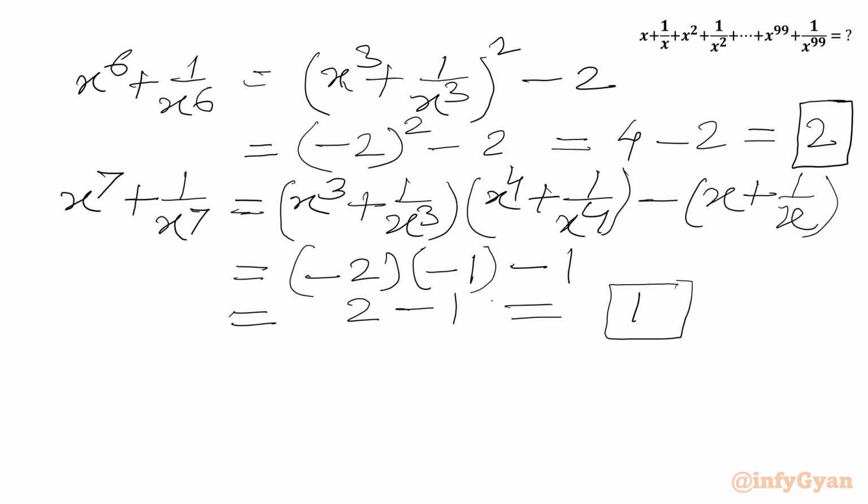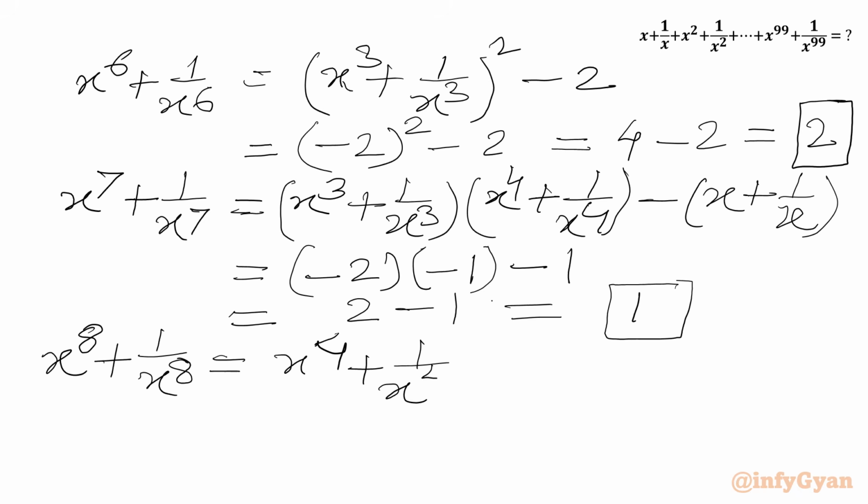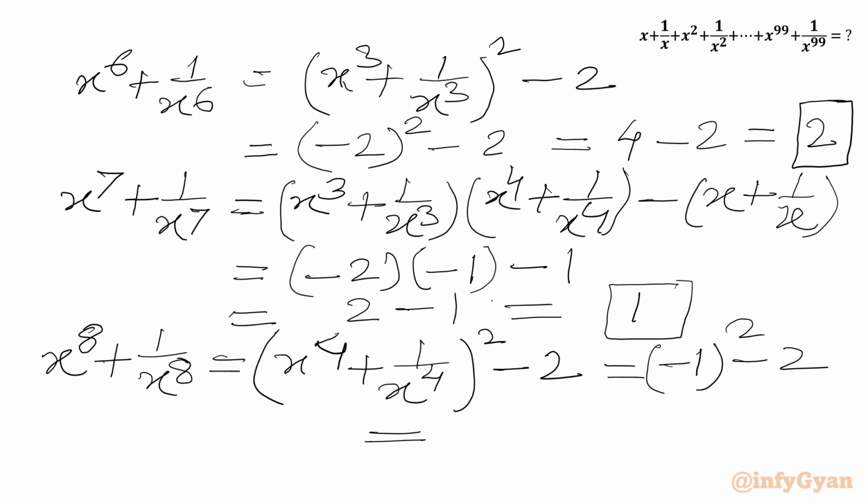Now we have to cross-examine another value. x power 8 plus 1 over x power 8 will be equal to x power 4 plus 1 over x power 4 whole square minus 2. We have calculated x power 4 plus 1 over x power 4 as negative 1. So I will write minus 1 whole square minus 2. So I am going to get the value 1 minus 2, which is negative 1. And this is matching with our x square plus 1 over x square.